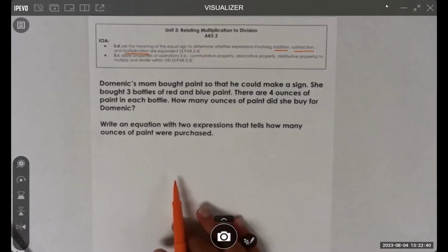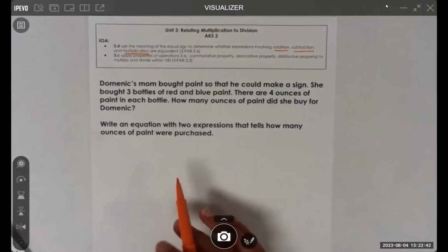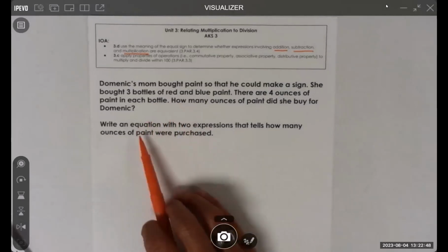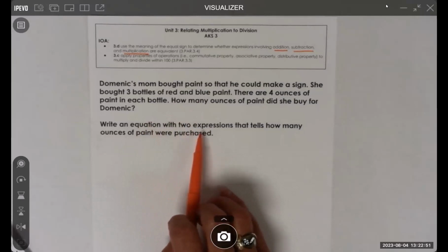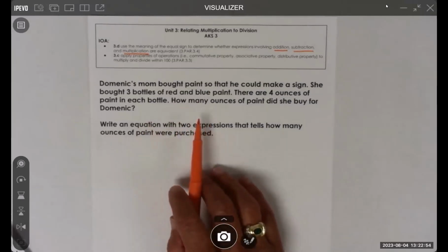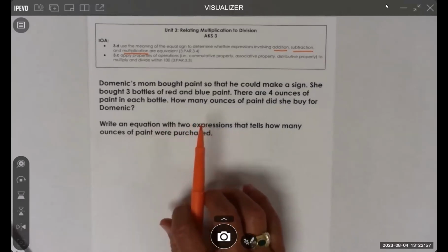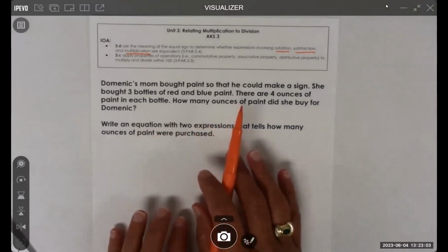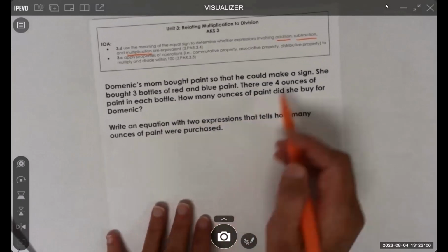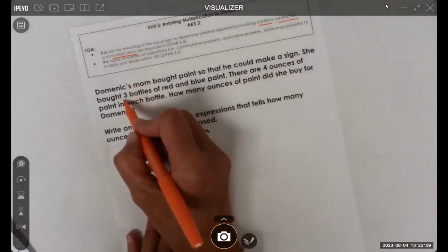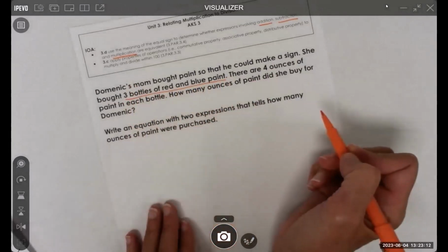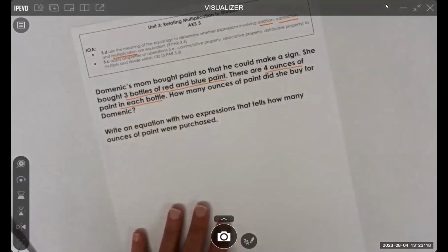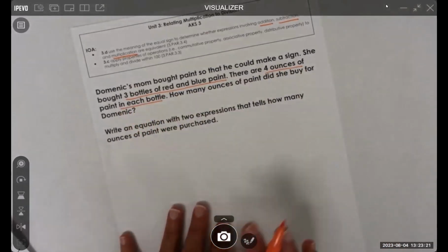This problem is asking students to do a couple of things. First, they have to find the total number of ounces of paint purchased, and then they have to write 2 different expressions that tell how many ounces of paint were purchased. All right, so let's think through this problem as I would with my kids initially. As I'm reading this problem and looking back at it again, I know that Dominic's mom bought 3 bottles of paint. I also know that there are 4 ounces in each bottle. Those are the things I do know about this.